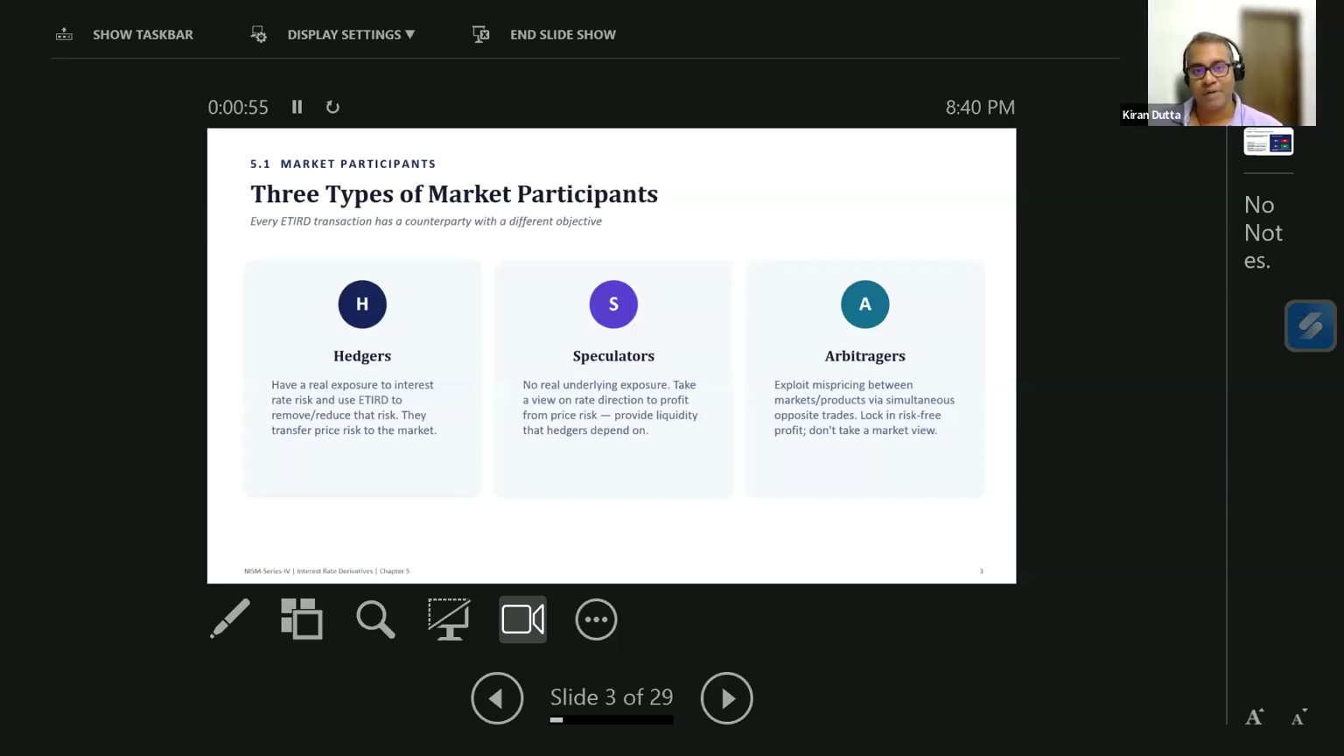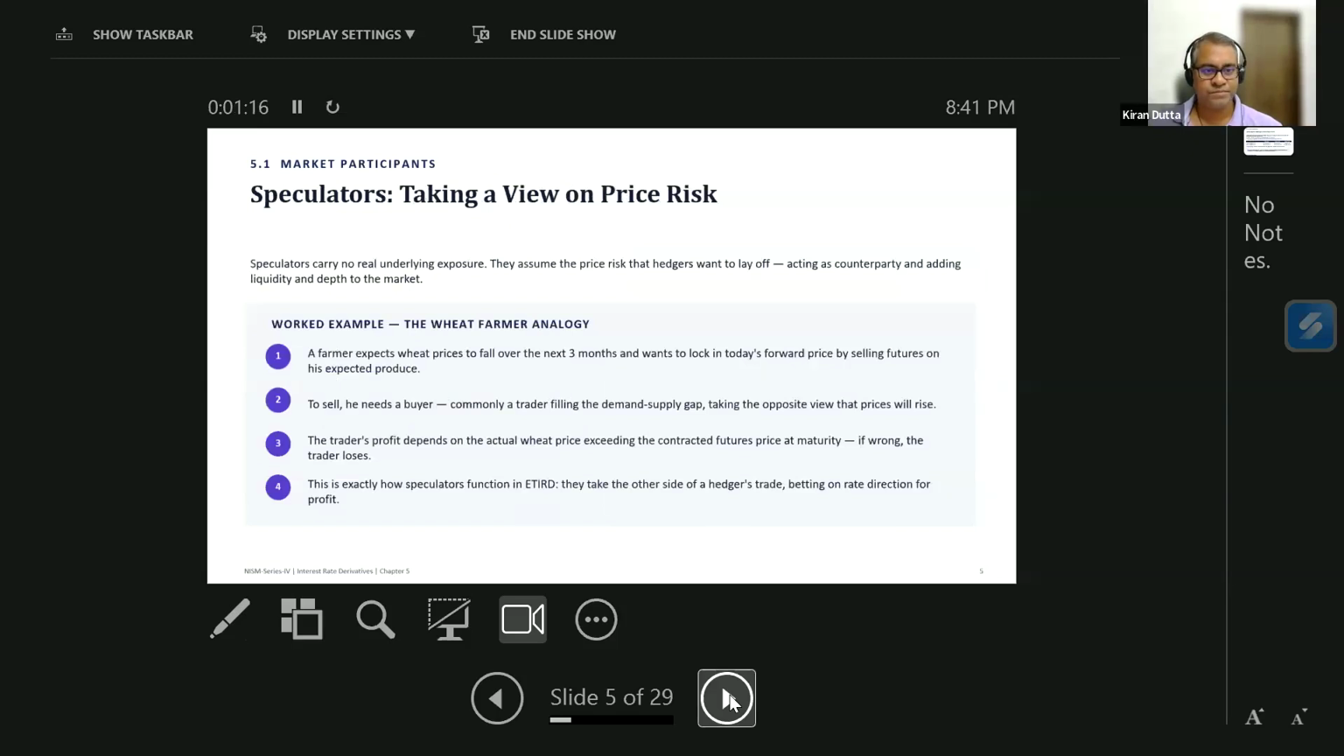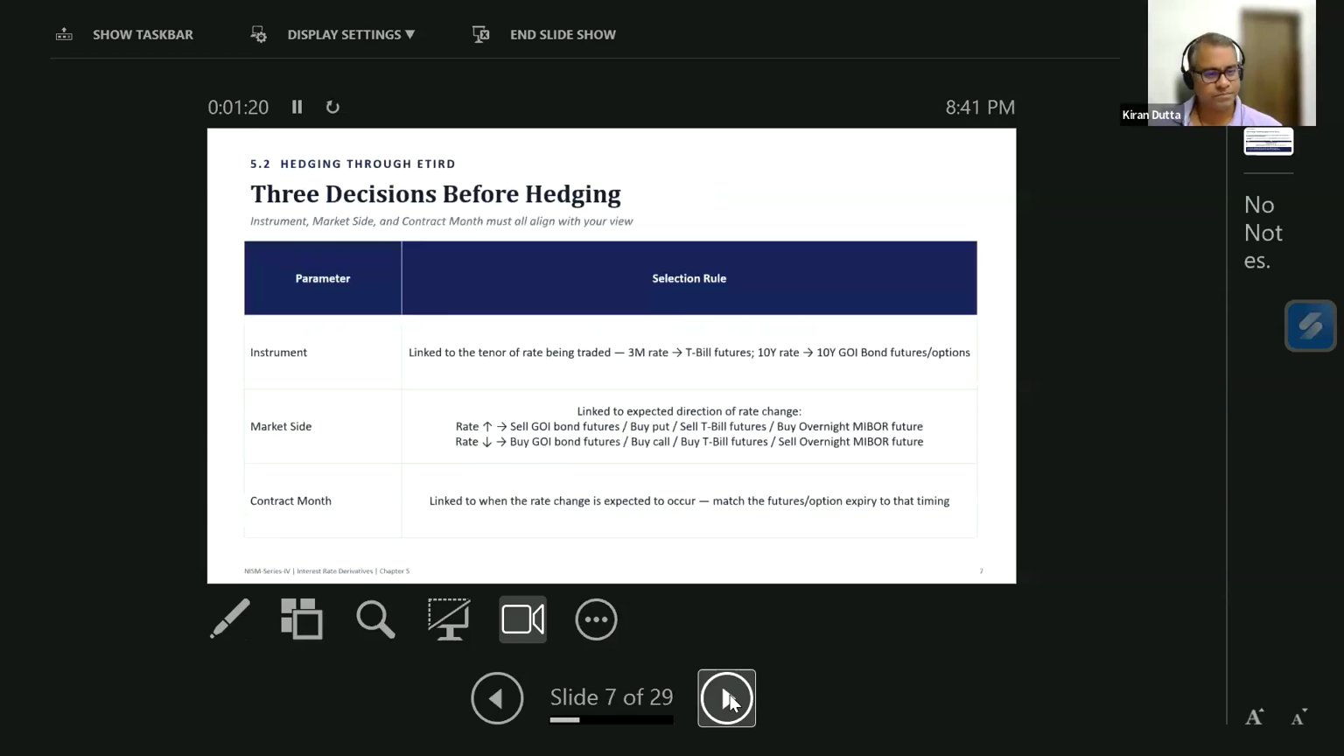Speculators are the ones who take the market risk. Just remember that point because it's a very important question. Arbitrage is where you exploit the mispricing between the products. Hedgers are the ones, like what we have done, who transfer the price risk to the market. We discussed this multiple times. The same thing, with some examples there.